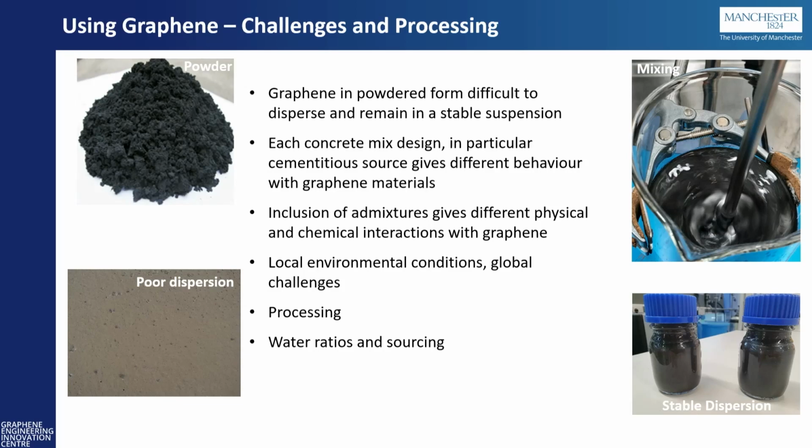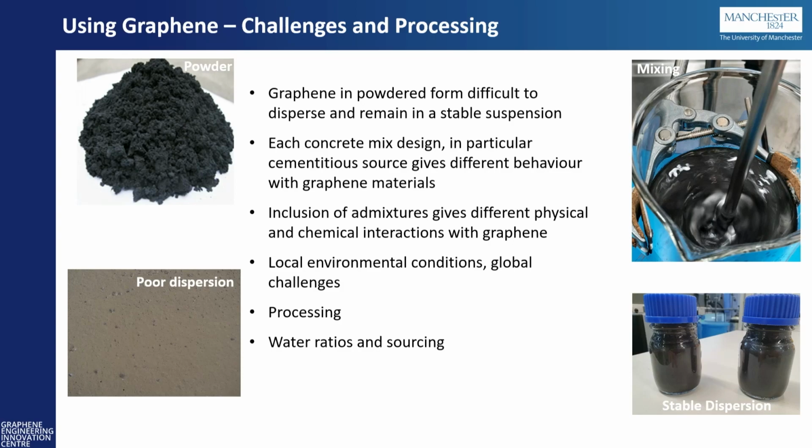So what are the challenges? If graphene's so amazing, why doesn't everyone just go out and buy some graphene and throw it in, and then you've got amazing concrete? Because it's really difficult to work with. Graphene, it's a nanomaterial, comes in a powdered form. It's a very, very low density powder, so it's a little bit difficult to work with. It doesn't like being in solution. It doesn't like being in water. It doesn't really like being in anything.